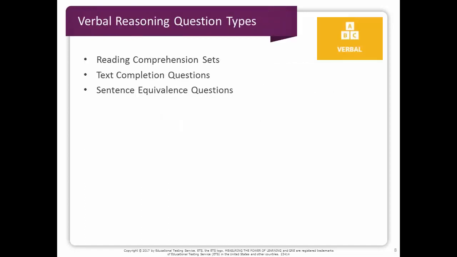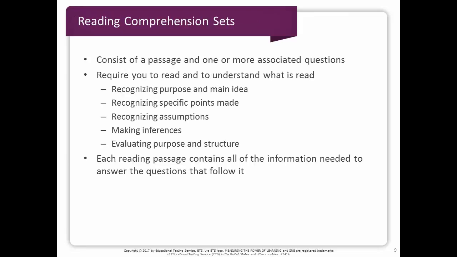There are three types of questions in the verbal reasoning section: reading comprehension sets, text completion questions, and sentence equivalence questions. We will look at these three in order now. Reading comprehension sets. Reading comprehension sets consist of a reading passage and one or more associated questions. They require you to read the passage and understand what is read.